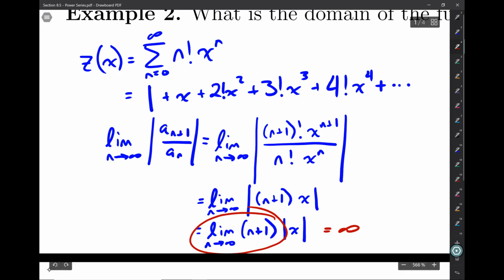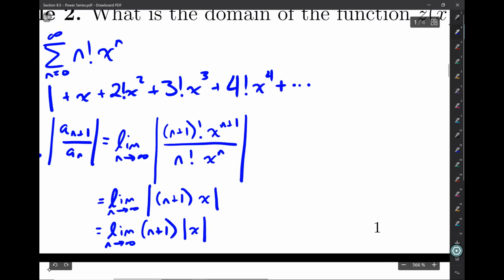Well, it turns out, if x happened to be 0, then we would get n plus 1 times 0, and we'd get some numerical value multiplied by 0, which is just going to be 0, and the limit, as n approaches infinity of 0, would actually just be 0. So we don't really get infinity, we don't really get 0, but we get something that's conditional. The condition is exactly what we are looking for.